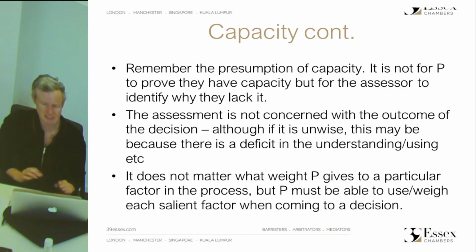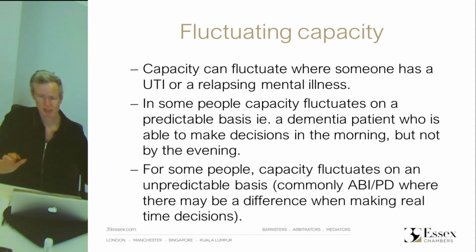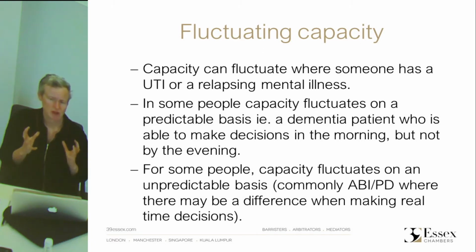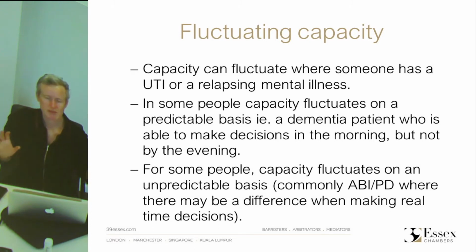Okay, I'm going on to the next slide now, which is entitled Fluctuating Capacity. So this is when it gets really tricky. And it gets really tricky because it is really tricky, but it also gets really tricky because the Mental Capacity Act isn't really set up to deal with fluctuating capacity. So it's helpful to look at the circumstances in which capacity fluctuates.